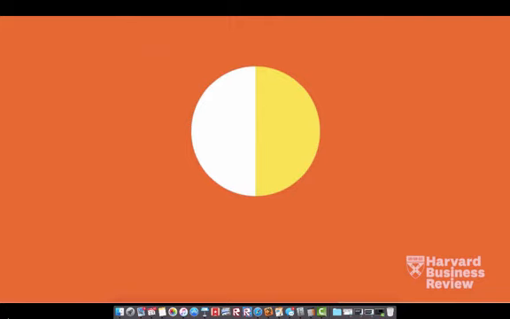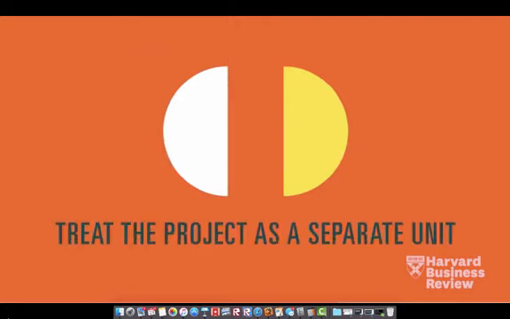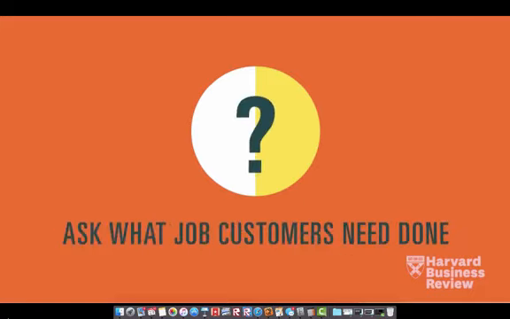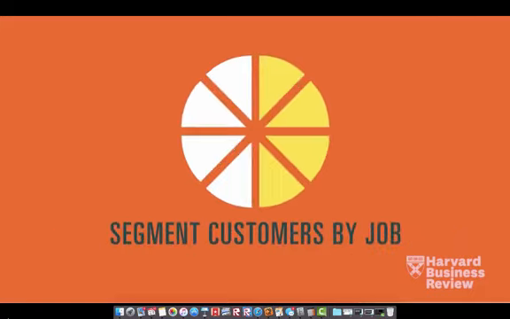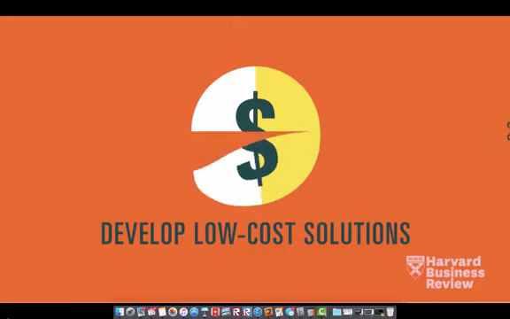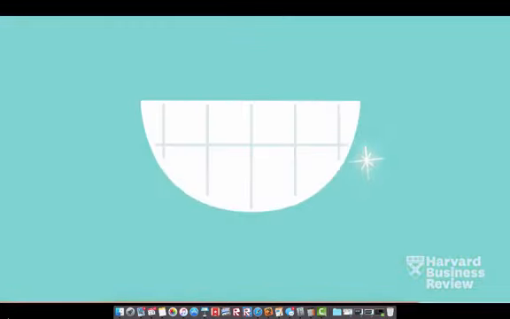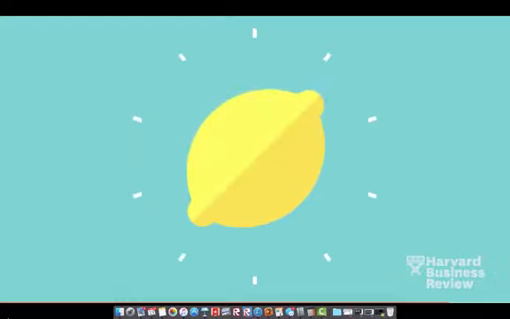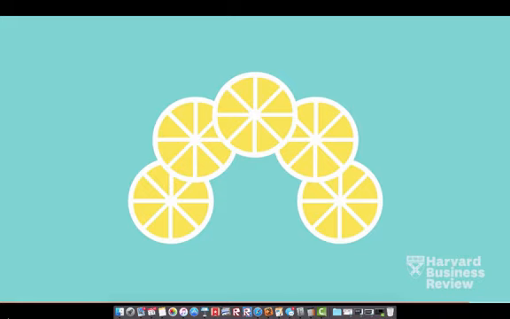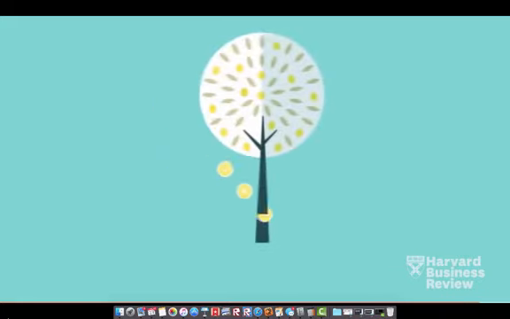To succeed, they must treat the project as a separate unit with a different business model and growth expectations. Ask, what job do customers need to get done? Segment customers by job, not by product, market size, or demographics. And develop basic, low-cost ways to get the job done. That's how Procter & Gamble came up with Crest White Strips, a cheap, do-it-yourself alternative to an expensive dental service. Disruptive innovation creates new markets and reshapes existing ones. To achieve growth in a fast-changing world, you want to be a disruptor. Don't be disrupted.